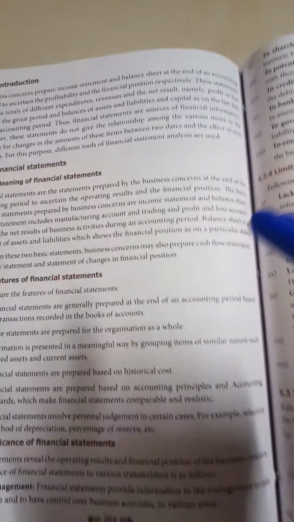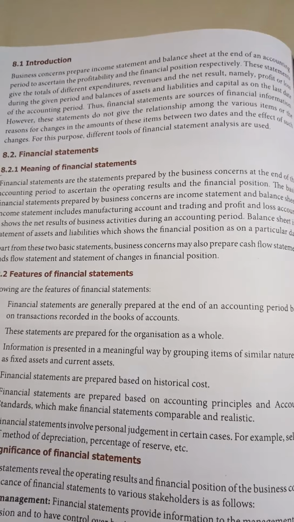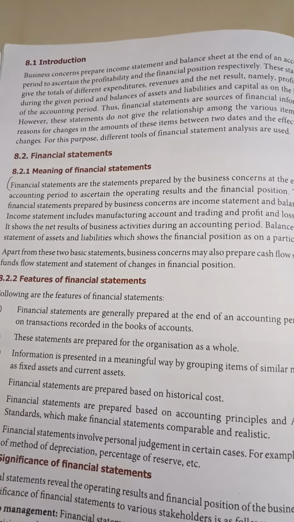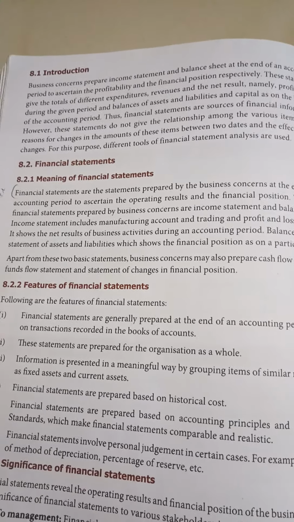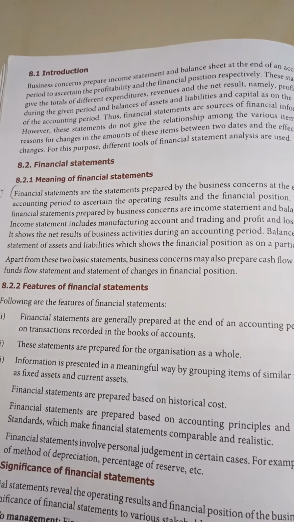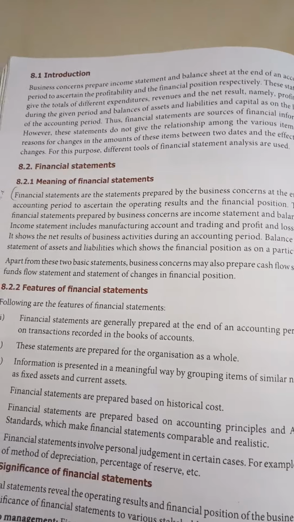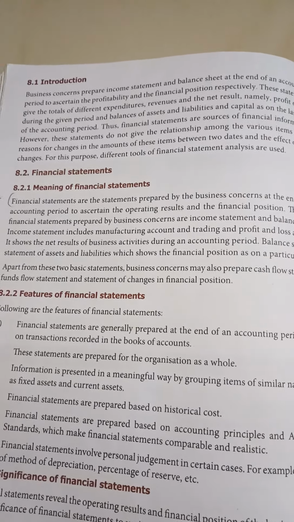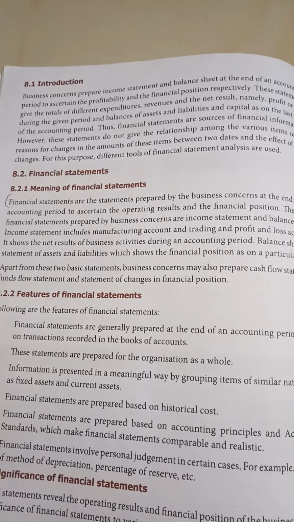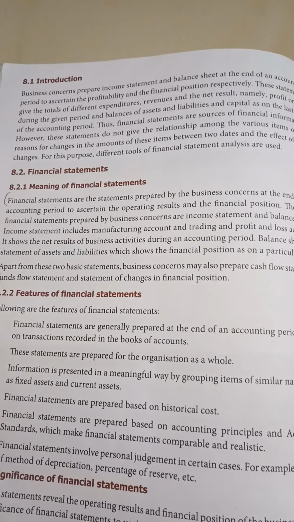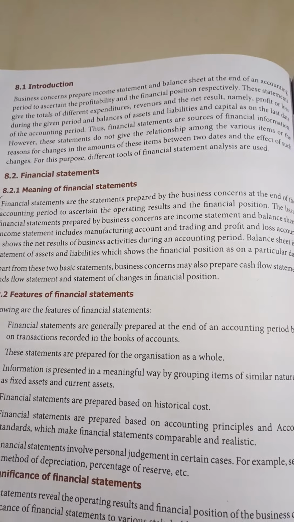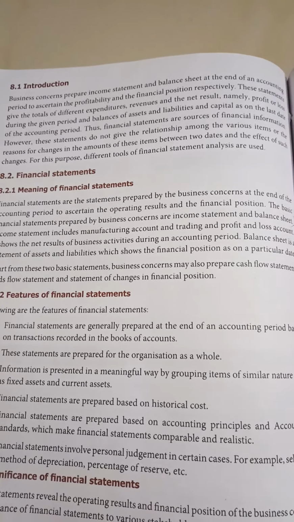So, financial statement analysis, chapter 8. It talks about the preparation of the income statement and also the balance sheet at the end of each accounting period. So, what is income statement? Income statement is nothing but your trading, profit and loss, and also it talks about the manufacturing account. In your 11th standard I would have taught you about the trading and the profit and loss account. So here there is an inclusion of manufacturing account also.